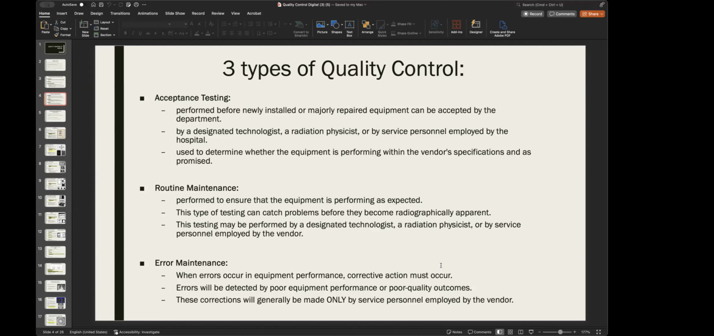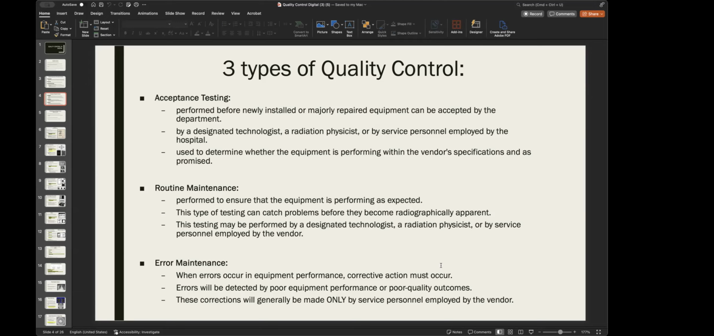Now, error maintenance is when errors occur in the equipment's performance that are so bad that corrective action must occur. And so when we talk about that, errors have happened, I'm sure, in your practice where, oh man, there's something appearing on this X-ray. I don't know what's happening.